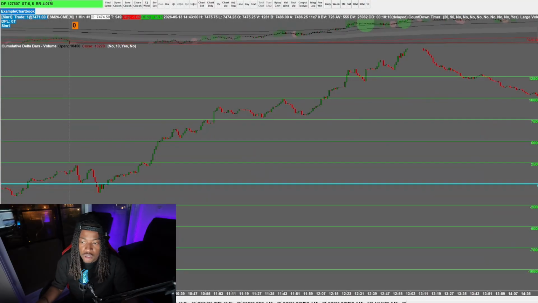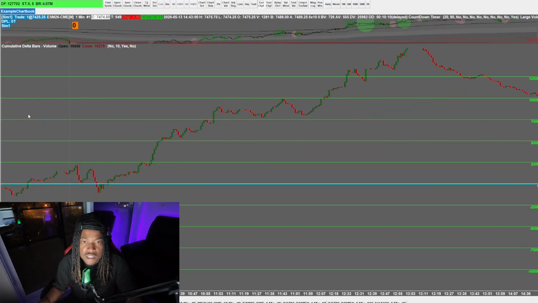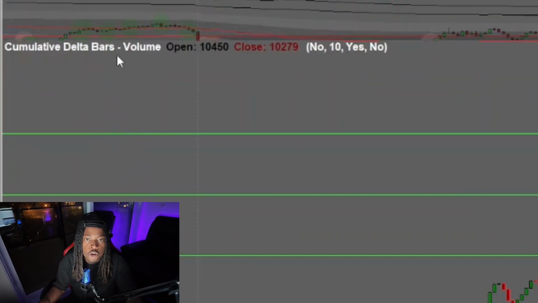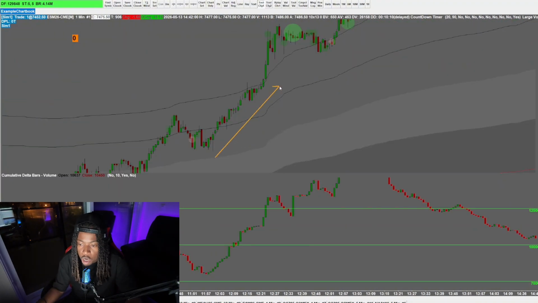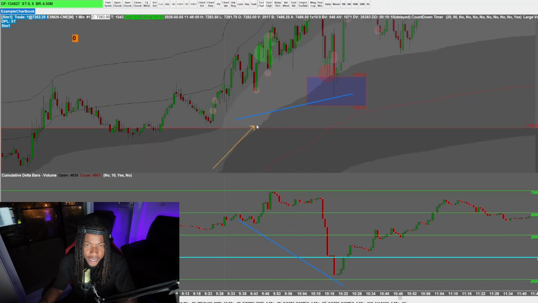Before we get into the strategy, let me quickly explain what the CVD is, because if you don't understand this, the rest just won't click. CVD stands for cumulative volume delta. It measures the difference between buying volume and selling volume over time. When price goes up and CVD goes up, buyers are in control. Makes sense, right? But here is where it gets interesting.